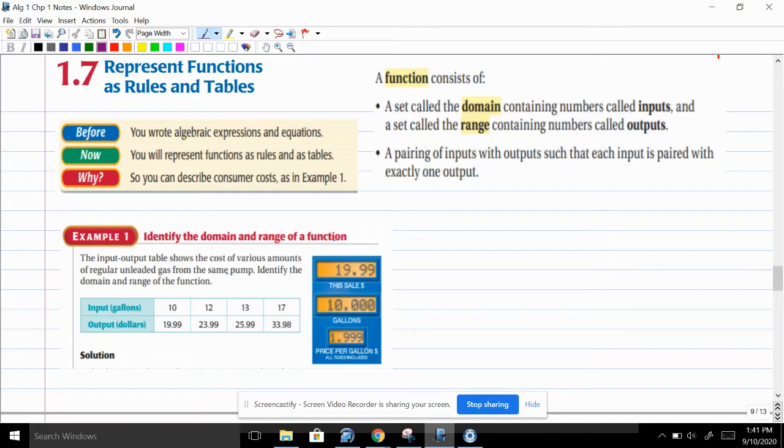Okay, guys, so now we're on to section 1.7. We're going to talk today about functions, functions as rules and tables. Here's your definition of what a function is right off here to the right.